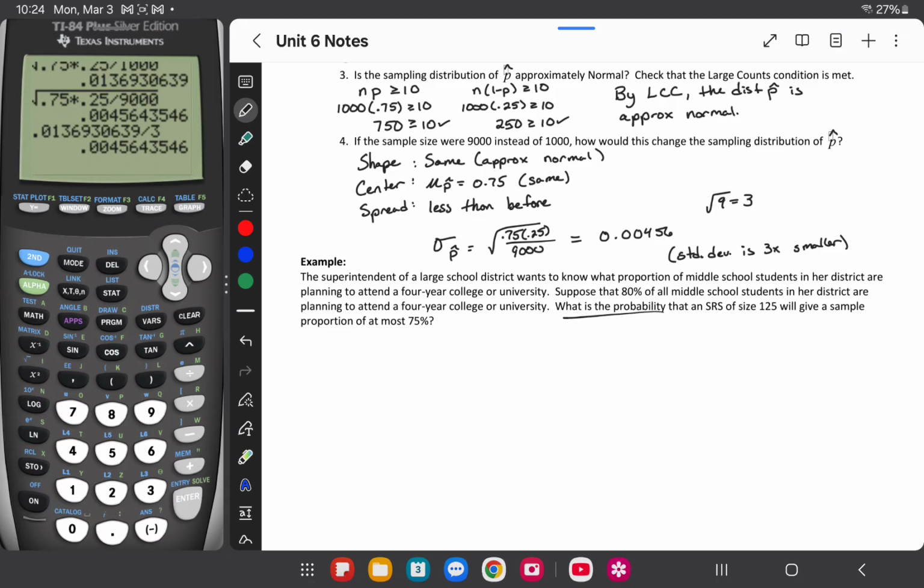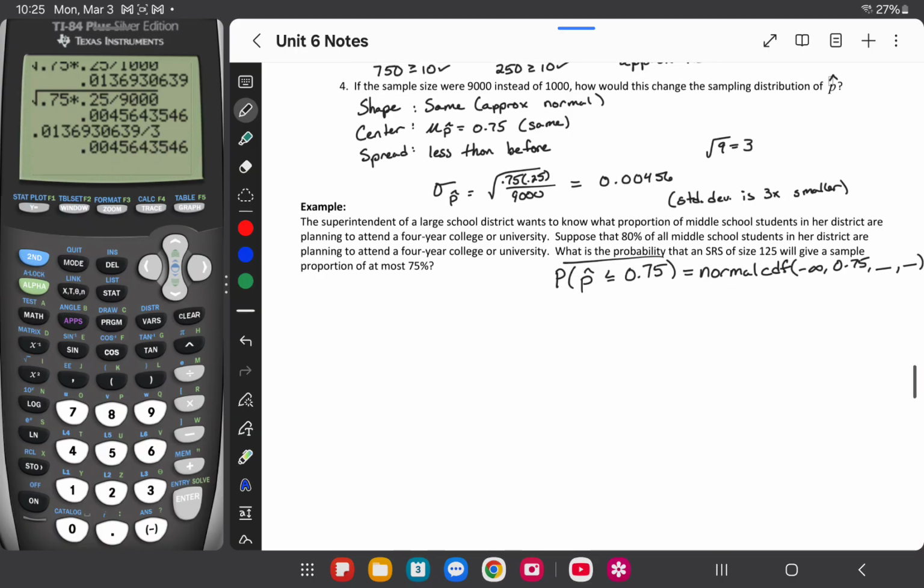So when I'm looking to find a probability, what I'm hoping to be able to do is use normal CDF. And what I'm really hoping for is to be able to find this probability: what is the probability that our sampling distribution p hat comes out with a value less than or equal to, or at most, 75%, so at most 0.75? Now, here's how I would like to be able to find that. I'd like to use normal CDF, where I pick something very small for my lower, 0.75 for my upper, and then here's going to be the problem though. I need to know a mean and I need to know a standard deviation in order to find them.